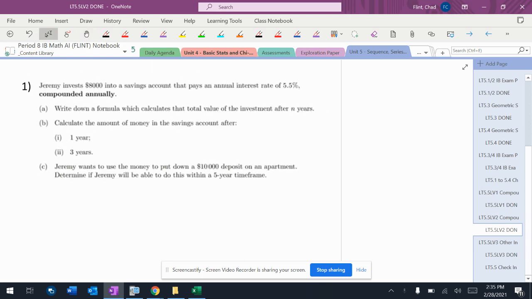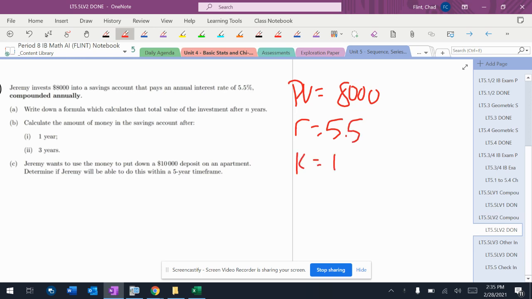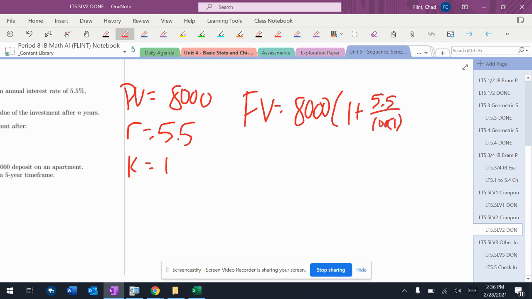So A actually says, write down a formula that'll calculate the value. For any of this stuff, what I've been doing is listing out present value equals. So the present value is going to be 8,000. The rate is 5.5%. Compounded annually, that means you're going to get interest one time. It says write down the formula to figure out how much you have after n years. You don't know n, and you also don't know future value. So future value equals 8,000 times 1 plus 5.5 over 100 to the 1 times n.